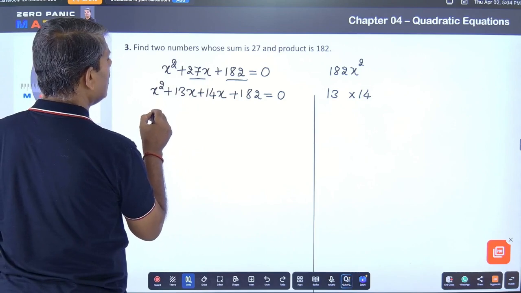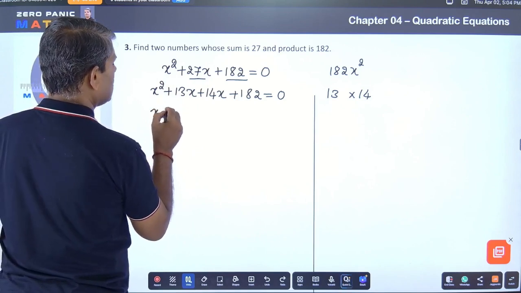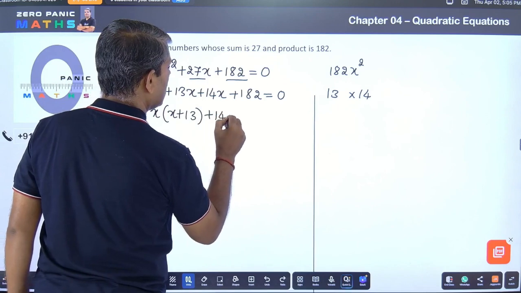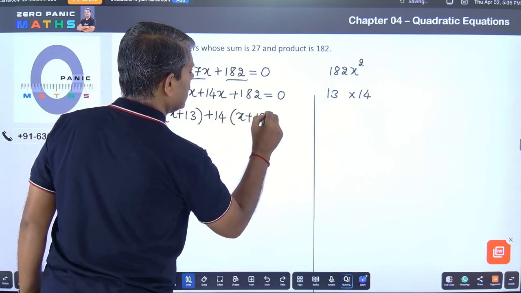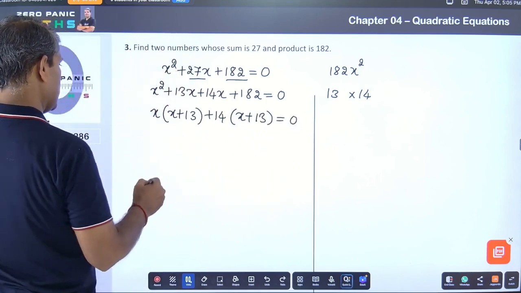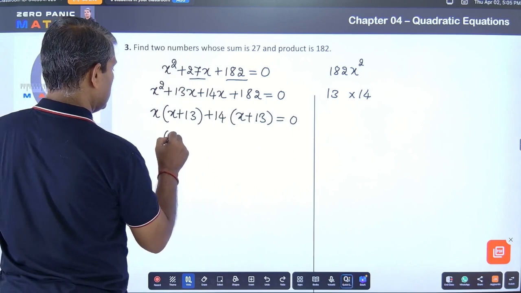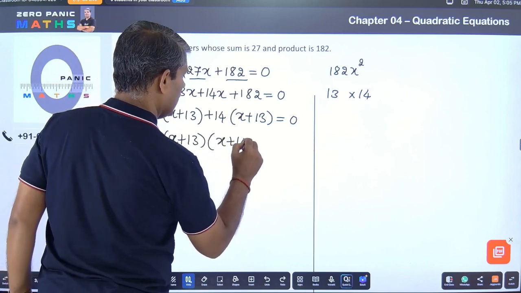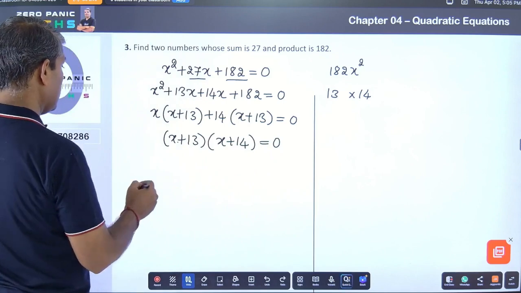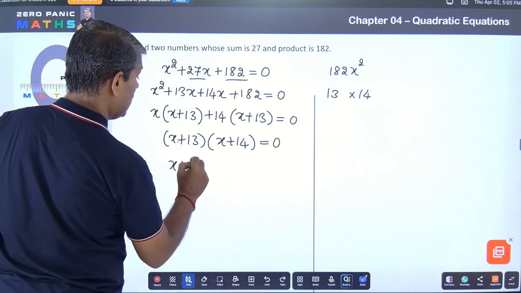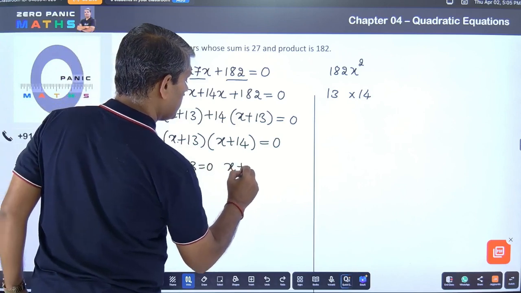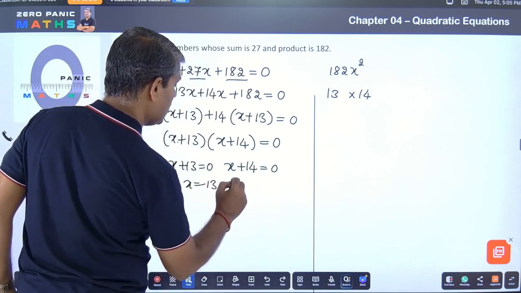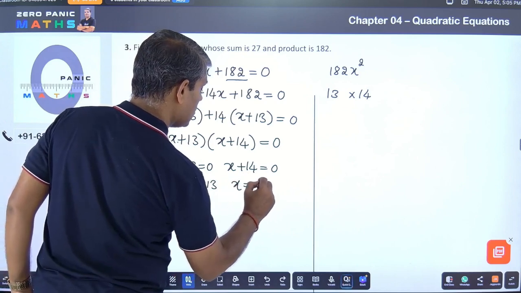So x is common and x plus 13 is what remains. 14 is common, and x plus 13 is what remains inside. If you actually resolve this, you are going to get minus 13 and minus 14, right? x plus 13 is equal to 0, x plus 14 is equal to 0, and that will get you x equal to minus 13 and x equal to minus 14.